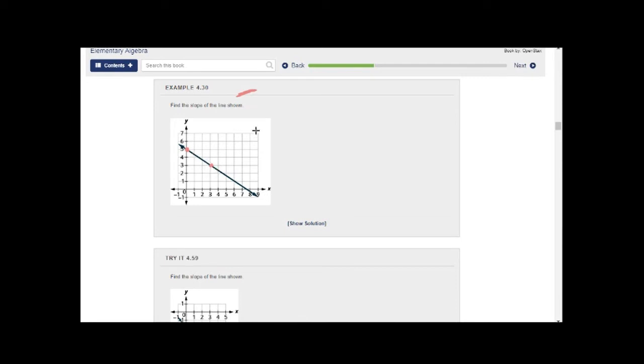Okay, so let's go ahead and find our rise and our run, our slope. Now remember, we're going down, so it's going to be negative: -1, -2. And then our run is always positive. We always go left to right: 1, 2, 3. So the slope is -2/3.